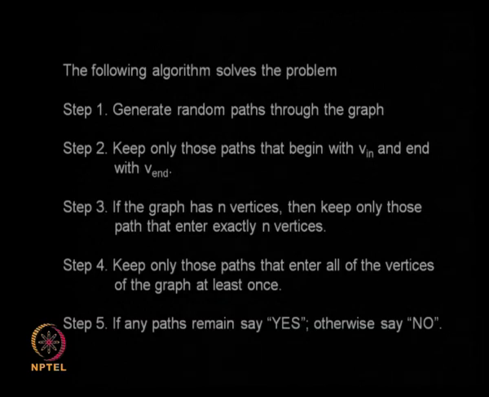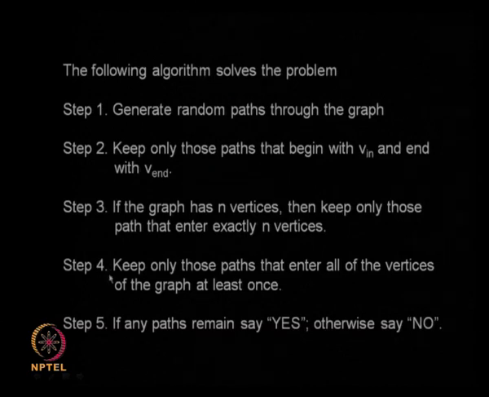Now, the algorithm he designed for this problem was like this. This is not the usual type of algorithm. It had 5 steps. Step 1 is you generate all random paths through the graph, and then second step will be keep only those paths that begin with V in and end with V end. Third portion will be if the graph has n vertices, then keep only those paths that enter exactly n vertices, including the initial and the final one.